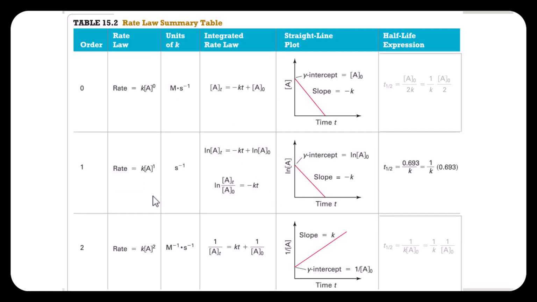Here's just kind of a summary slide that pulls everything together that we've talked about up until this point. So we've talked about 0, first and second order. We've talked about rate law. We've talked about units of k. We've talked about integrated rate law, and then we've talked about their straight line plot. The only thing we haven't talked about yet is the half-life expression.